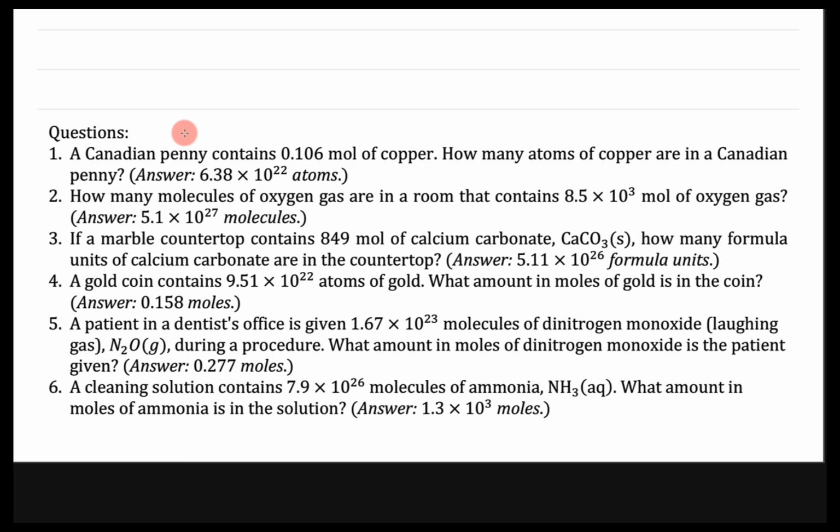In the next video, I'm going to talk about today's stuff, which is about converting from moles to mass instead of from moles to number of particles. So that's our next video.